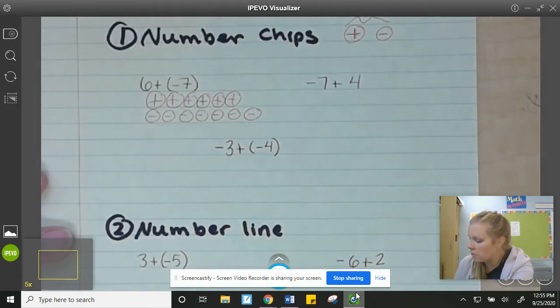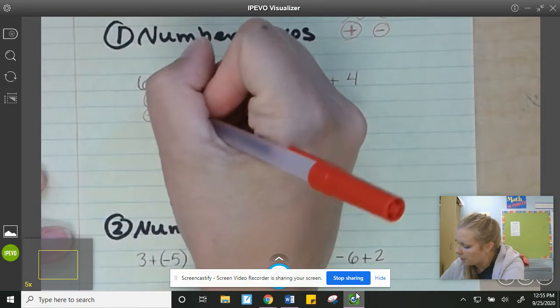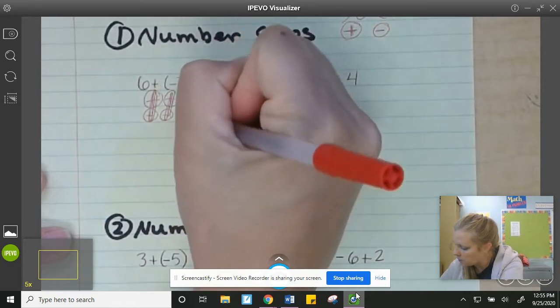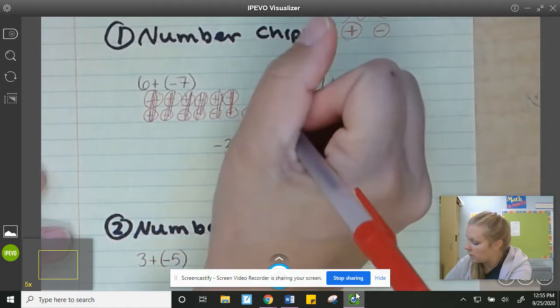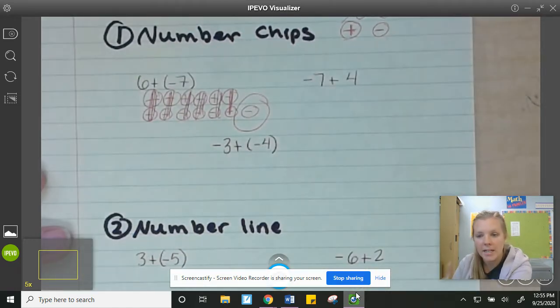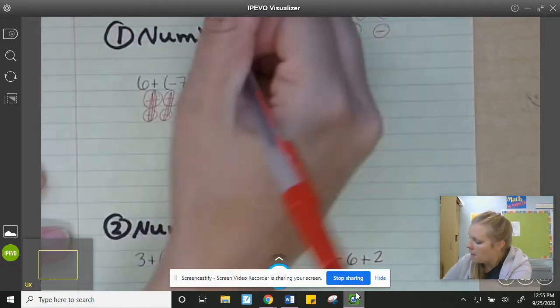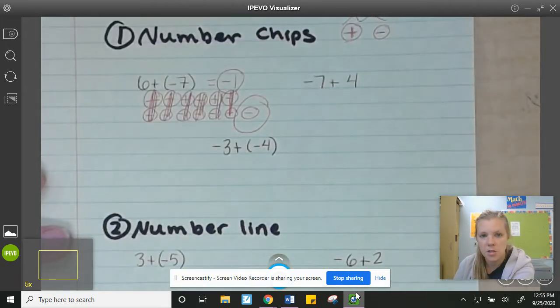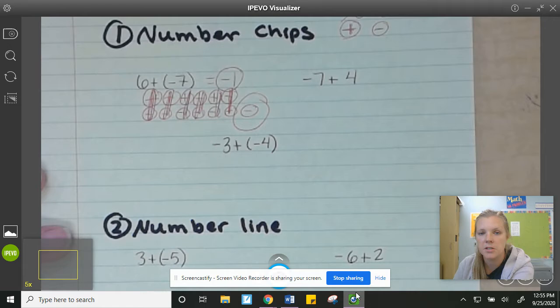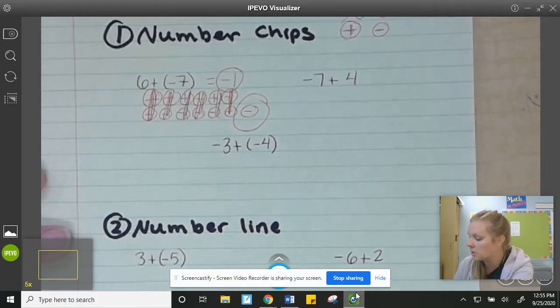After we draw our picture, then we're going to cross out any zero pair. So this is zero pair, and this one, and this one, and this one, and this, and this. And what's left over is our answer. You see how I have one negative left over? That means this answer is negative 1. So after you cancel your zero pairs, your leftovers are your answers.